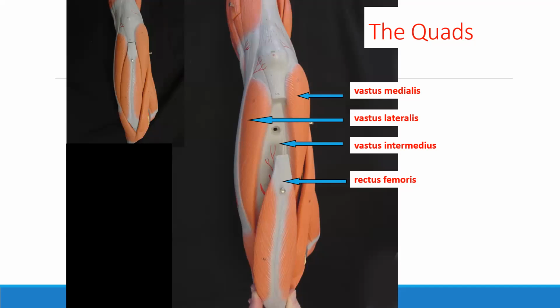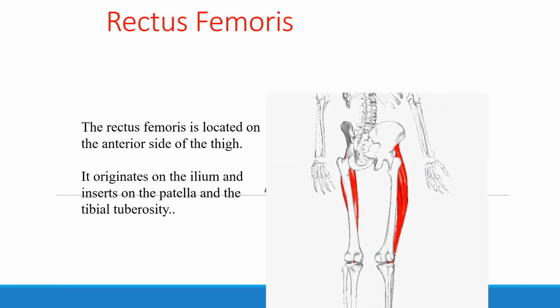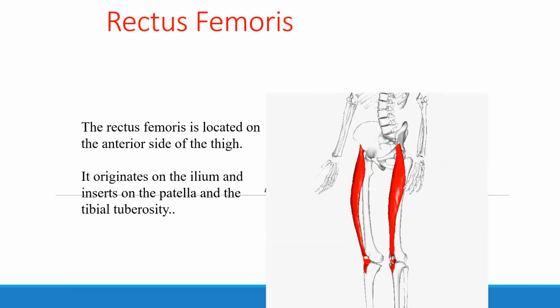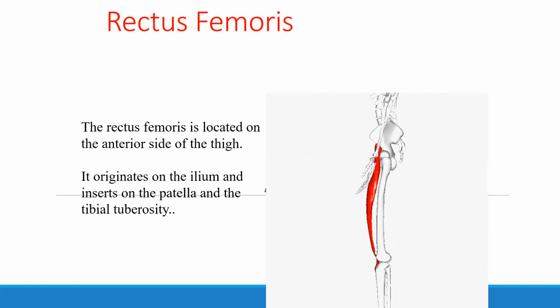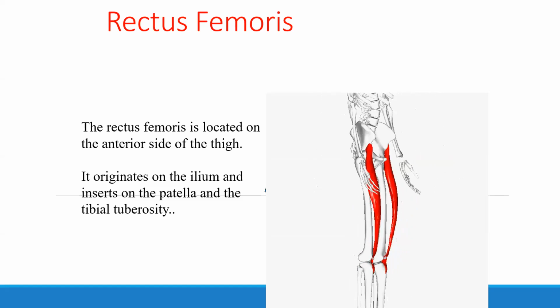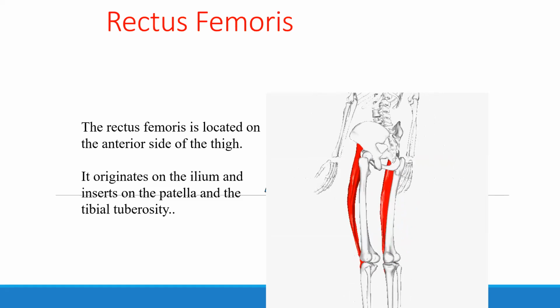They are antagonistic to the hamstrings. The hamstrings are on the posterior surface of the leg, and their actions are the opposite of the quads. Since they're an antagonistic pair, when the quads contract, the hamstrings relax. When the hamstrings contract, the quads relax. So what do we see here? There is one of our four quadriceps right there. They all tend to originate on the ilium and insert on the tibial tuberosity and on the patella. That's not important. What's important is what they do.